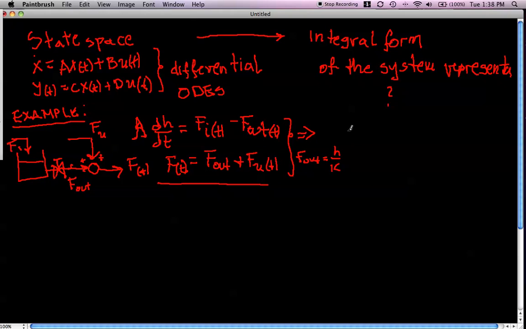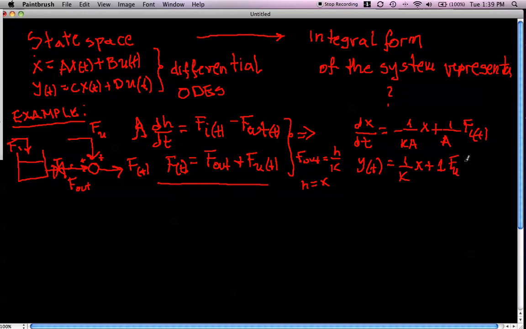We will have the following representation of the system, and I will just write everything in the form of standard state space representation, where I'm claiming that H is equal to X. X dot is minus 1 by K A times X plus 1 by A F in of t, and Y of t, or F, is just 1 by K X plus 1 multiplies F u of t.